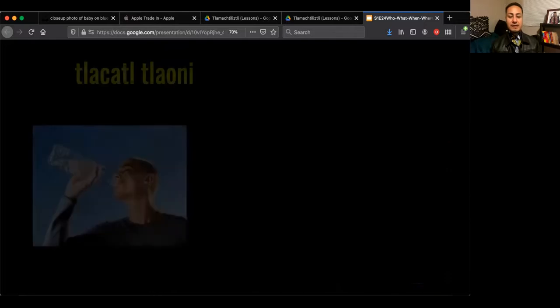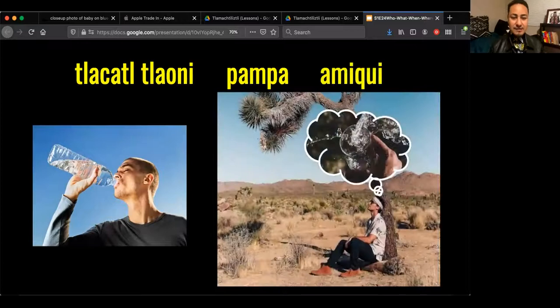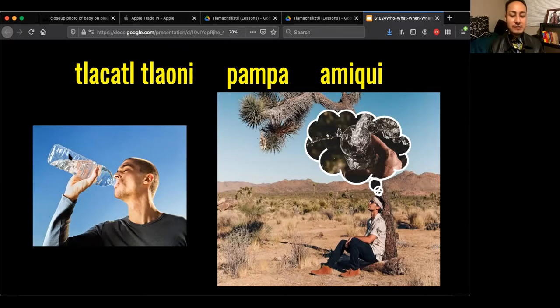Kwali. Quenque or Tleica tlakat tlaoni. Quenque tlaoni tlakat. Tlacatlaoni pampa amiki. Kena. This is literally saying is dying for water. Miki is dying, and a is at amiki, dying for water. There's also a parallel with apismiki.